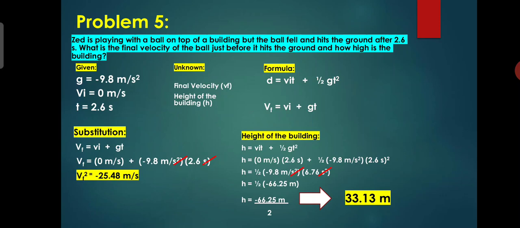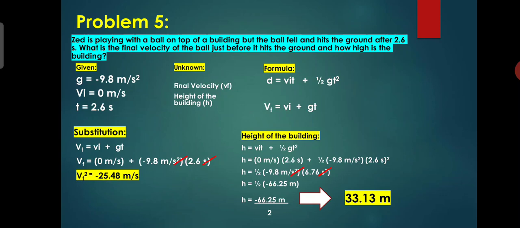But there are hidden givens. These are givens that are not stated, but automatically known because they are constants. Just like the acceleration due to gravity, which is 9.8 meters per second squared. It is negative because the direction is downward. Imagine that the ball is going downward, toward the ground of the building. So the direction is downward, that's why it's negative. For the initial velocity, that is equal to 0 meters per second, because the ball was simply dropped.